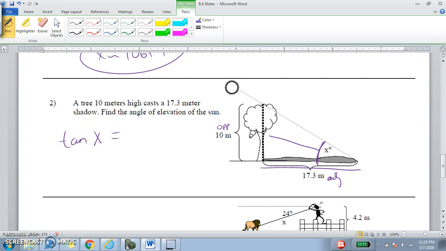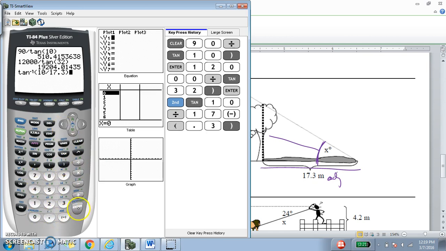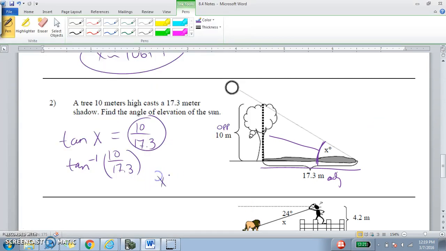So tangent of x is going to equal our opposite, 10, over our adjacent, 17.3. And remember, to undo tangent, we take the inverse tangent of both sides. So x is going to equal the inverse tangent of 10 over 17.3. So that's what I type in. Second tangent, don't forget to hit the second button because we're using inverse tangent. 10 over 17.3. I get about 30 degrees.